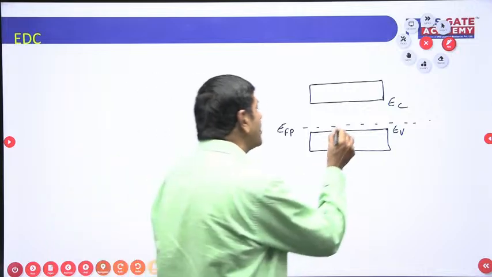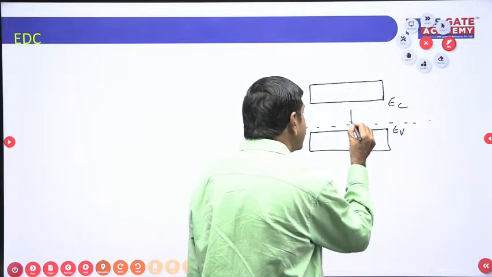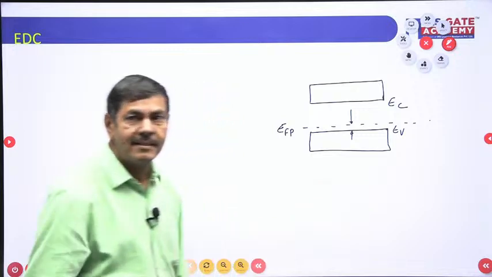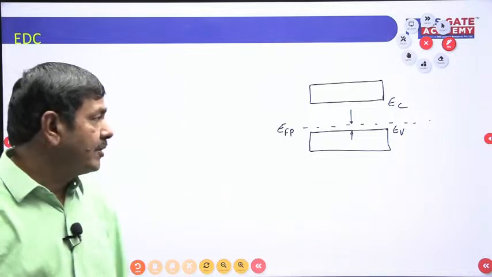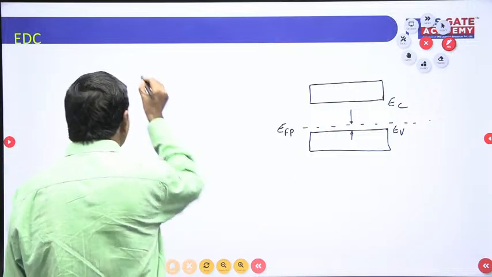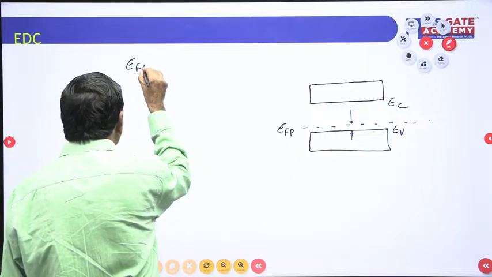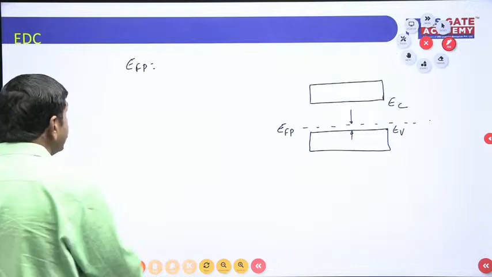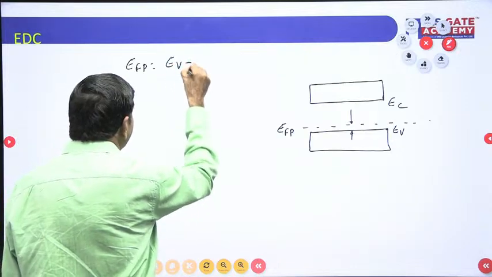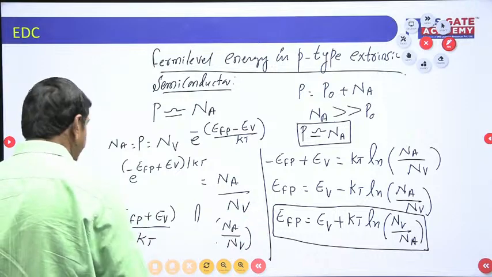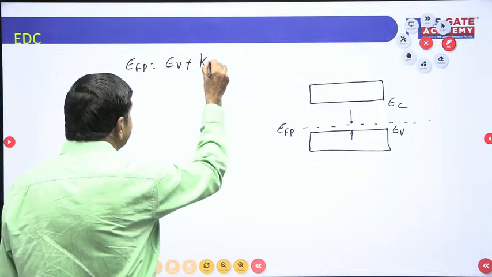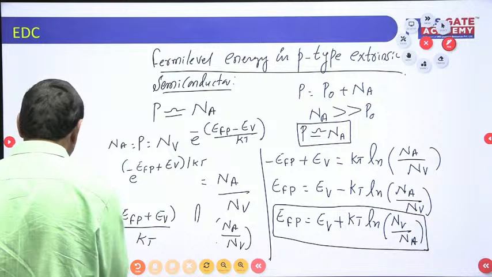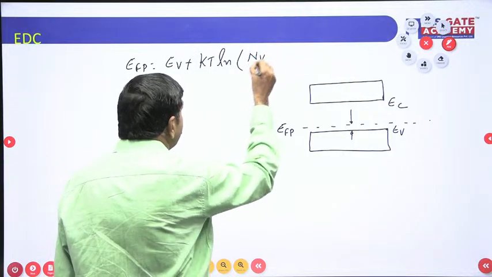Sometimes in the problem you will be asked to find out EFP minus EV. This energy level you will be asked in the problems in the GATE. If you want to find that energy level, what you have to do? EFP minus EV is required. EFP we got already. What is EFP? EV plus KT into ln of NV by NA.